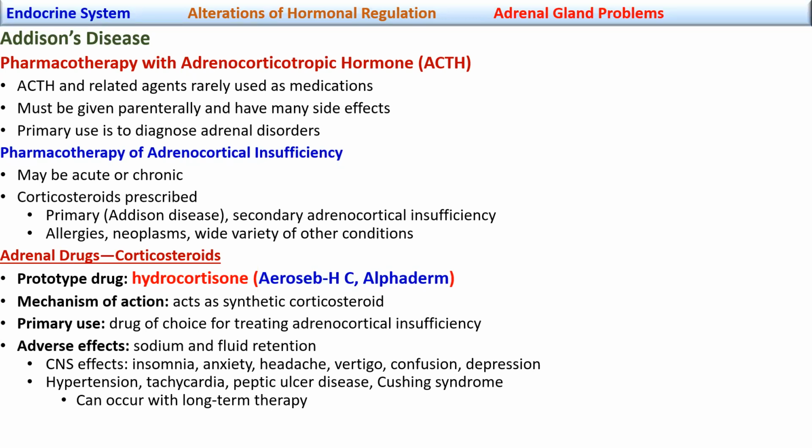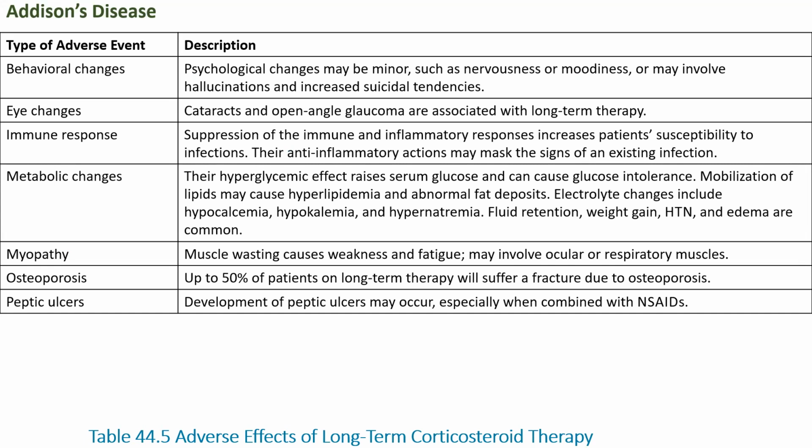As we read from this slide, ACTH and related agents are rarely used as medications, must be given parenterally, and have many side effects. So we are going to review some of the side effects of long-term steroid therapy in the following slides. For example, this table provides the specific adverse effects of long-term steroid therapy, like behavioral changes, diet changes, the immune response, metabolic changes, especially hyperglycemia, electrolyte imbalances like hypernatremia and hypokalemia, fluid retention, weight gain, hypertension, edema, myopathy affecting the muscles, muscle wasting and muscle weakness, osteoporosis, and peptic ulcer disease.